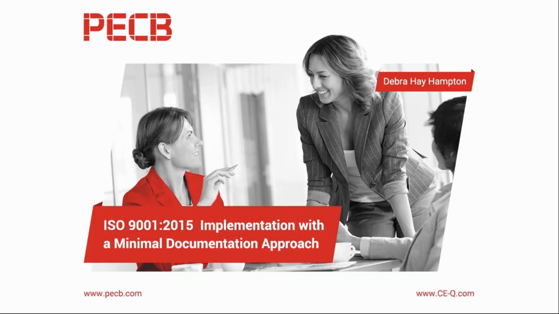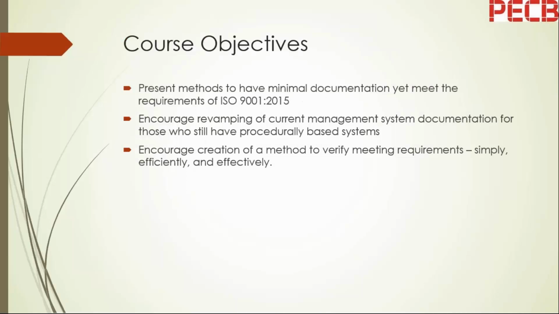Now let's look at the purpose of why we're here today. Our course objectives are to present methods that you can use to have a minimally documented system that meets the requirements of ISO 9001. We'll be presenting an argument to those who currently have a procedurally based system to revamp their systems so that they are risk-based and process-based thinking. We're going to be talking about a method to verify that you are meeting requirements that is simple, effective, and very efficient. Some of these methods can even be used for your internal auditing.